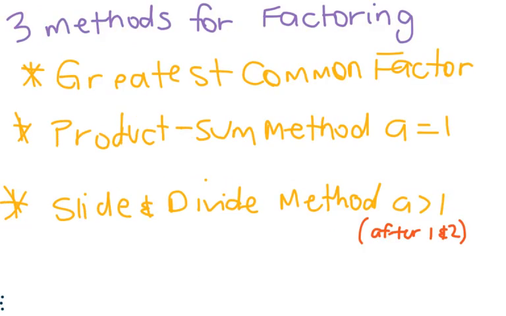Alright, so there are three methods for factoring. There could be more. There could be 18. I try to focus on at least three just to minimize the strategies in your toolbox for you to use. We have greatest common factor, aka GCF, product sum method when our a value equals 1, and slide and divide method when our a value is greater than 1. That's, of course, talking about trinomials using that expression ax squared plus bx plus c.